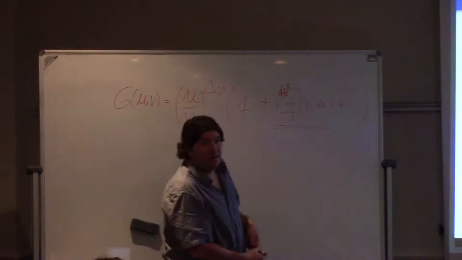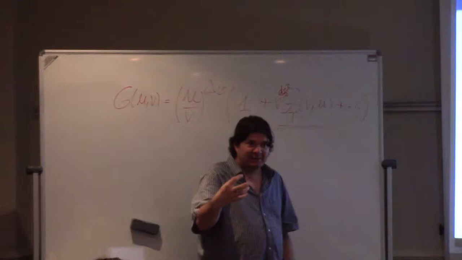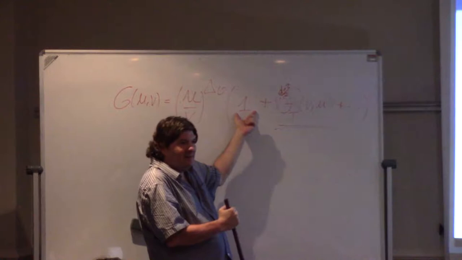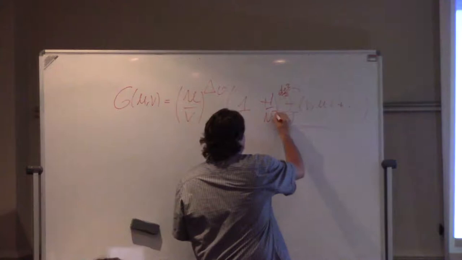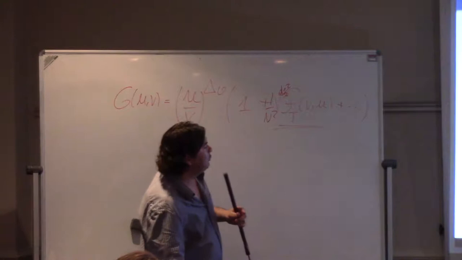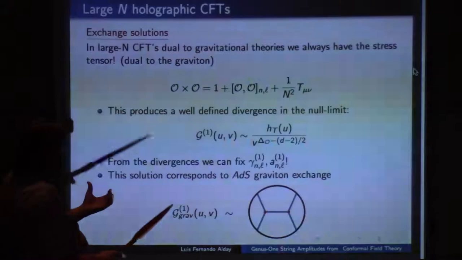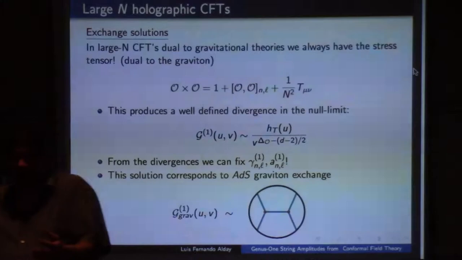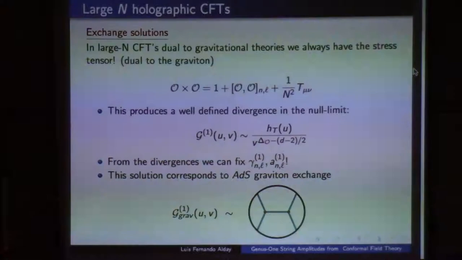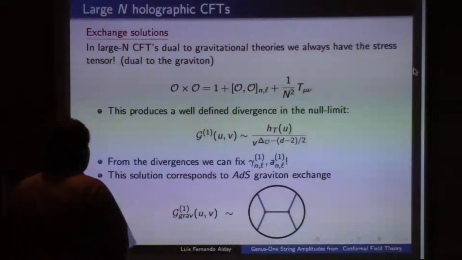So the fact that we have the stress tensor, together with crossing symmetry, tells us that in addition to the 1, now at order 1 over n squared, we have this conformal block of the stress tensor. And that produces a very specific divergence in the null limit, a power of 1 over v. But notice that now the power is a little bit different. And also one will have a function of u, but this is just given by the conformal block of the stress tensor, so it's very well defined. And then we have the divergence. We apply large spin perturbation theory or the inversion formula, and then we can compute gamma 1 and A1.